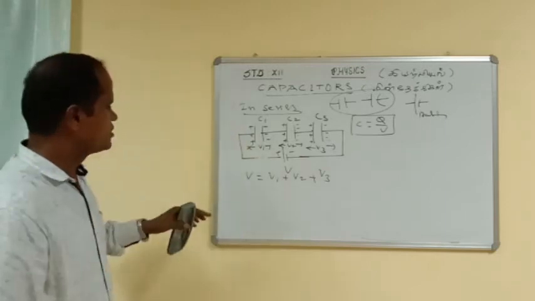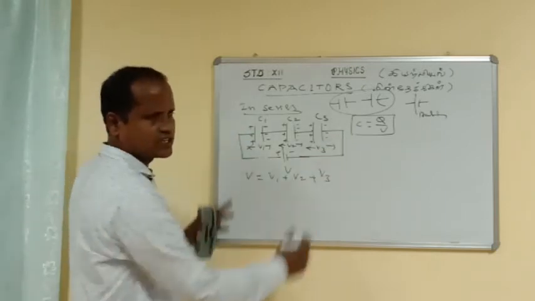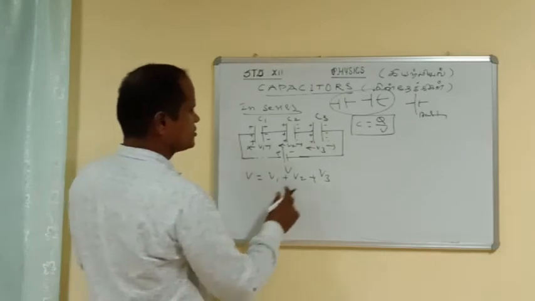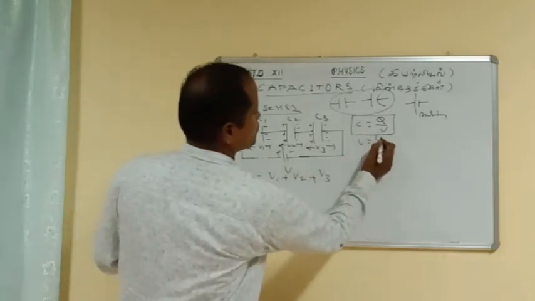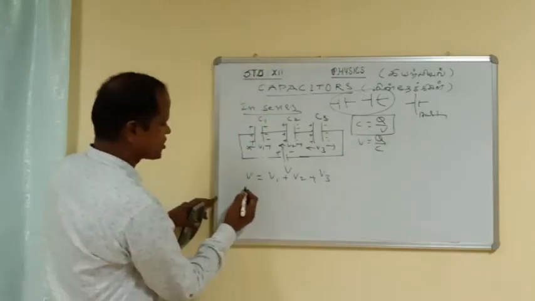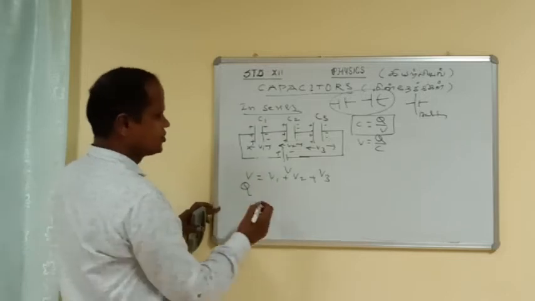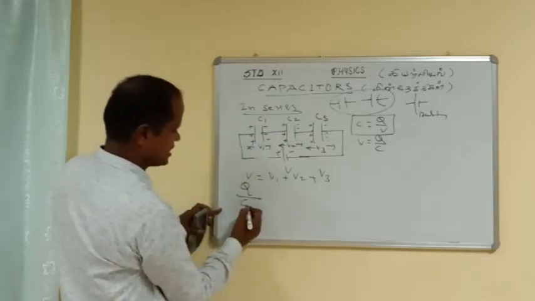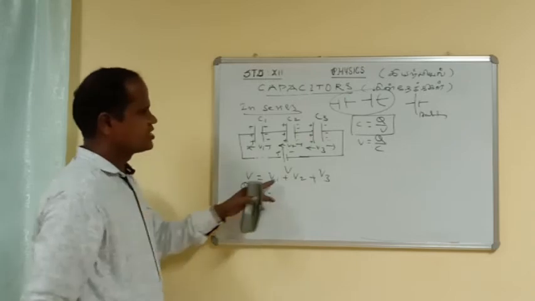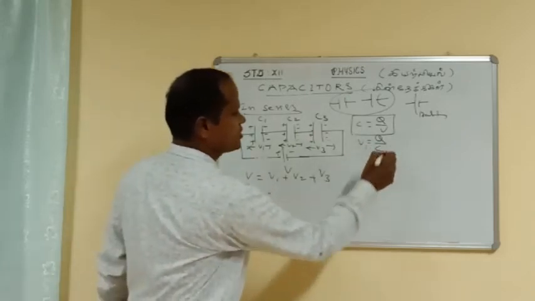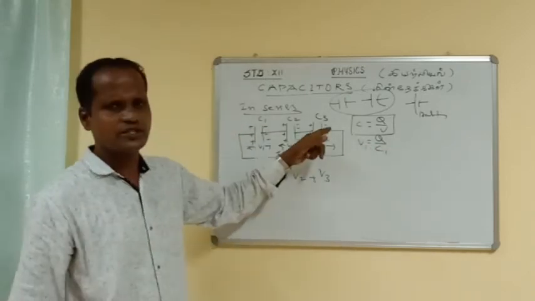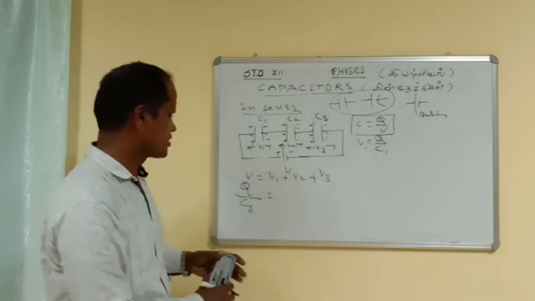So here what is V? V is the total voltage across the combination. From C is equal to Q by V, V is equal to Q by C. So total charge Q, total capacitance of this combination C_S. What is V1? In place of V1, Q by C1, because Q is the same in all the capacitors.